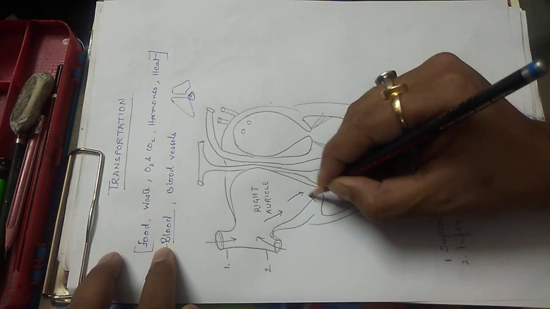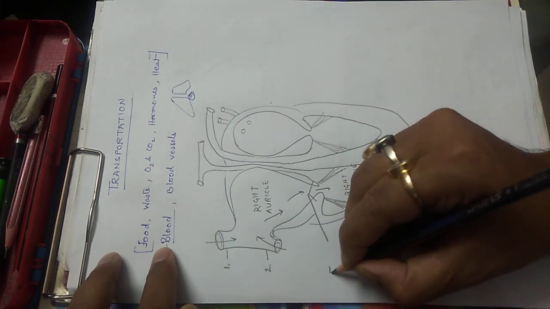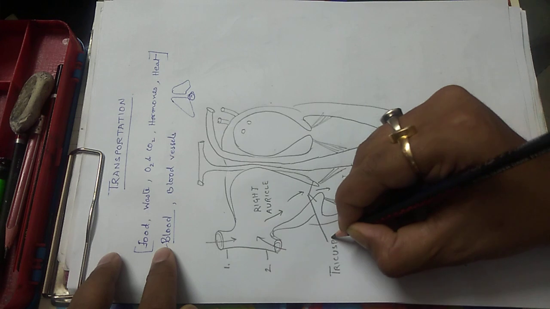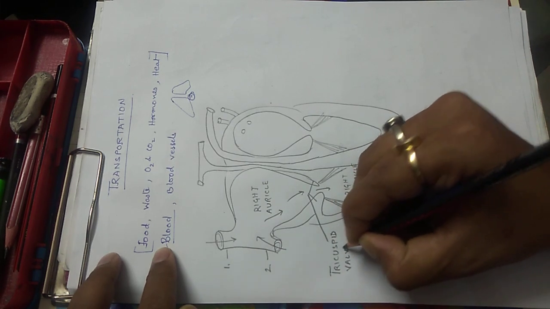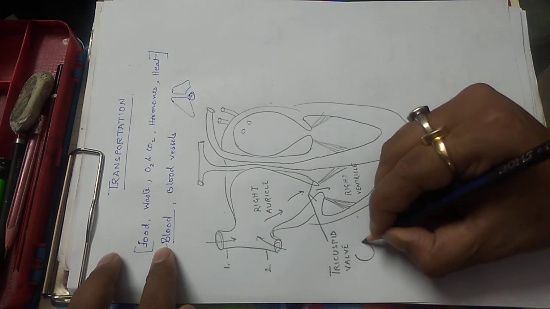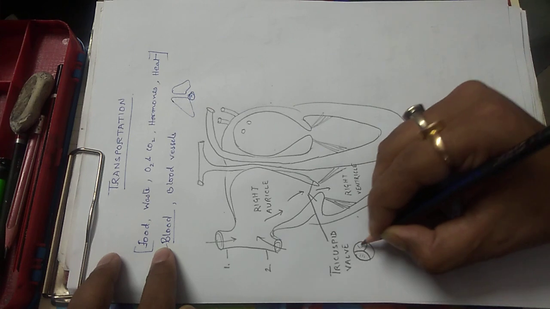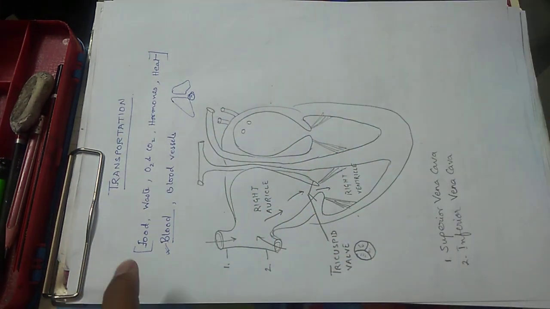And this valve is called the tricuspid valve. Why tricuspid? Because if you look from the top, the valve has 3 flaps. 3 flaps are there on 3 sides, so it is called the tricuspid valve.